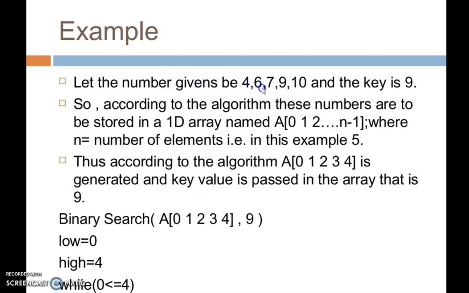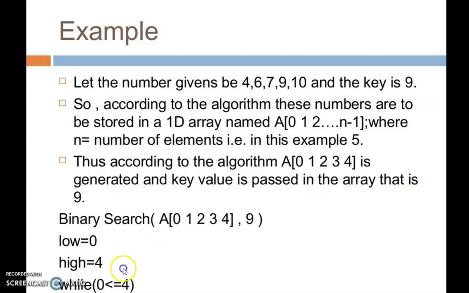Let the numbers given be 4, 6, 7, 9, 10, and the key is 9. So according to the algorithm, these numbers are stored in a 1D array named A with indices 0, 1, 2, 3 up to n minus 1, where n is equal to the number of elements. That is, in this example, 5. So according to the algorithm, A is the generated array with indices 0 to 4, and the key value is passed to the array, then binary search 9.